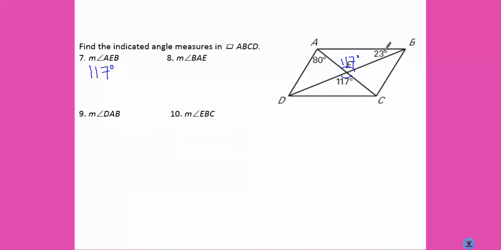Angle BAE is this angle here. If you look here, we have a triangle. So we know the angles have to add up to 180. So 180 minus 117 minus 23 tells us the angle BAE is 40 degrees.